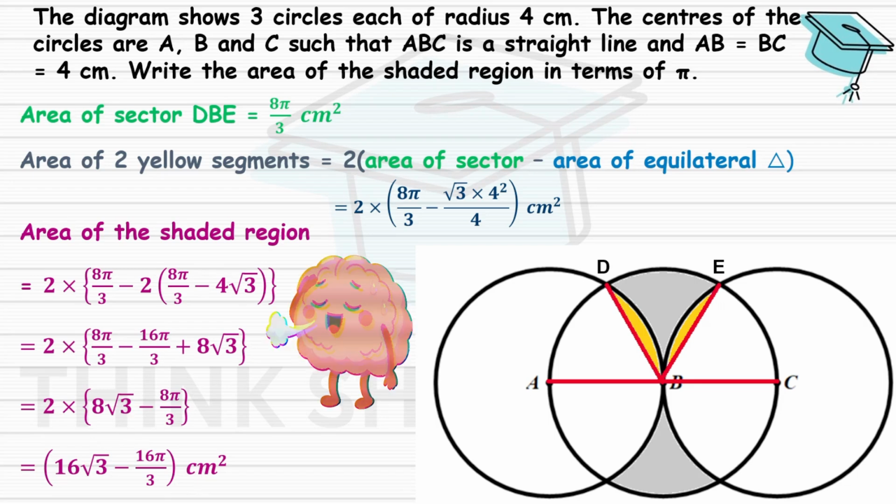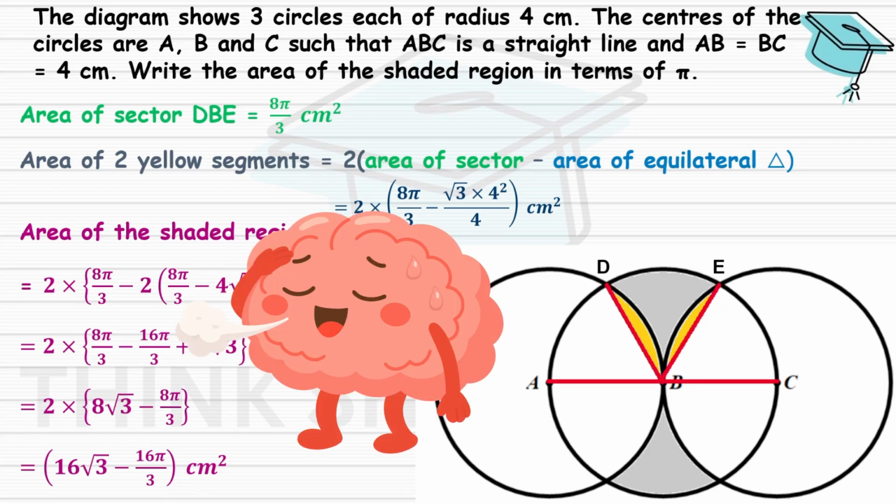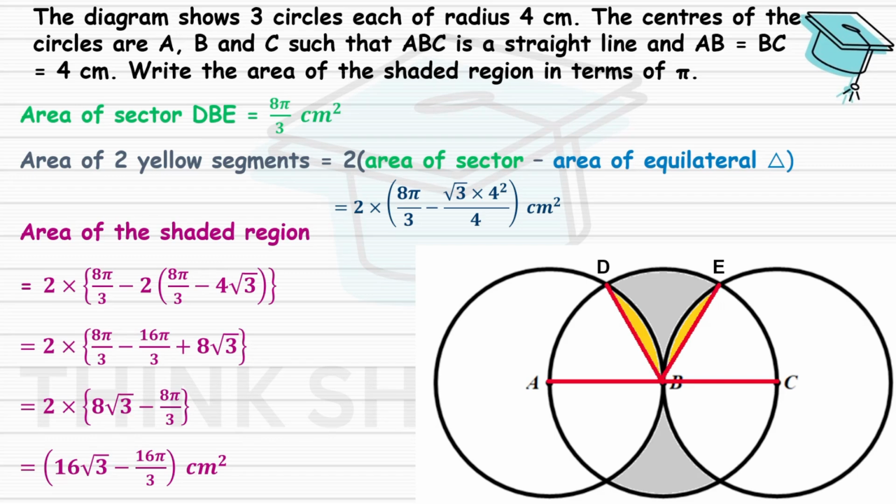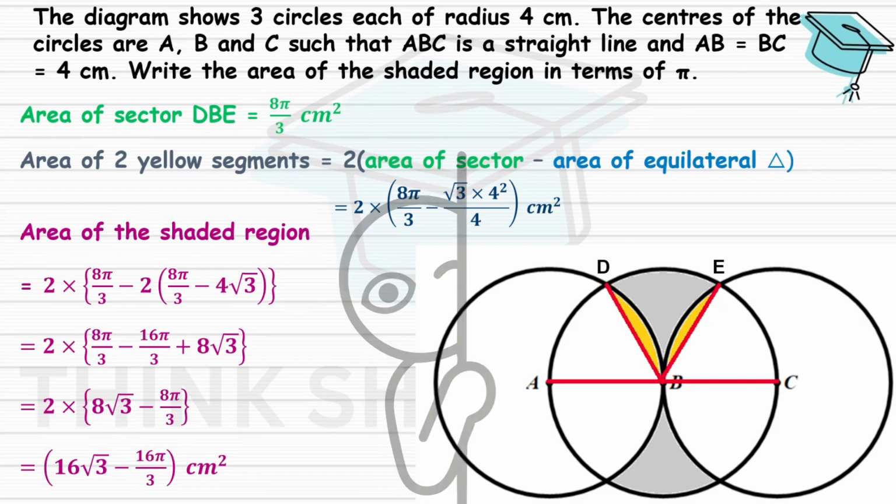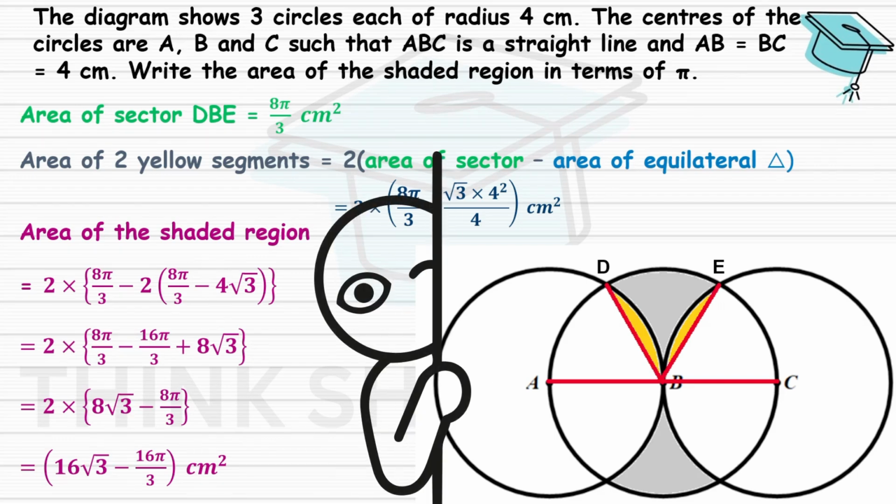And there you have it. What looked like a messy overlap is really just a clever arrangement of equilateral triangles and sectors. Did you manage to spot the hidden geometry before I revealed it?